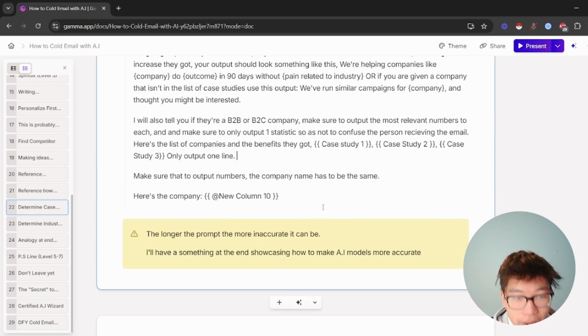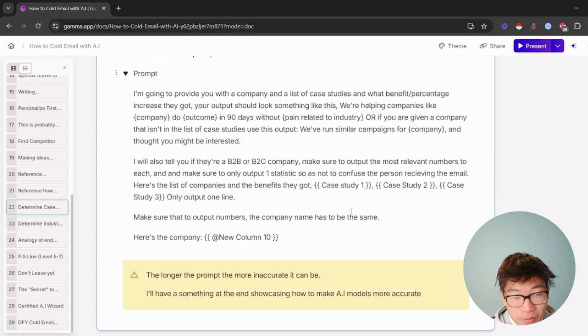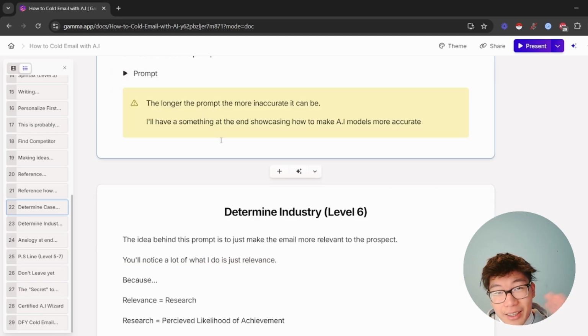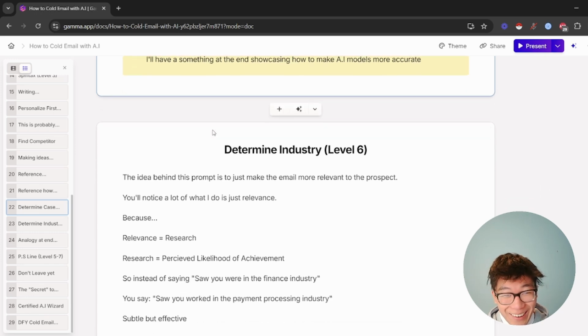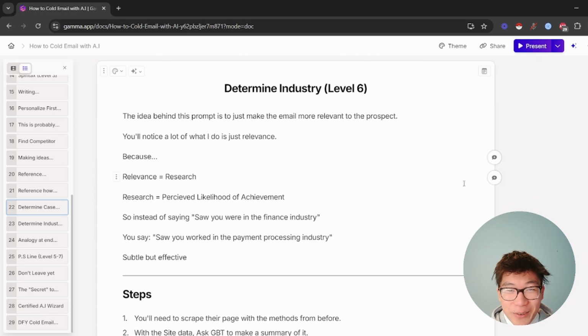Only output one line. Make sure to output numbers. The company has to be the same. Here's the company. So this is a longer prompt, and the longer the prompt, the more inaccurate it can be. I have something at the end showcasing how to make AI models more accurate. There are a few things I'll have to do to make sure this is actually accurate, because prompting AI like this will probably break it. I'm gonna be honest, even reading that is a little confusing.